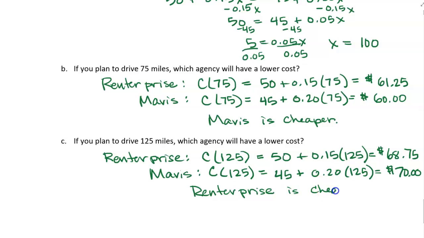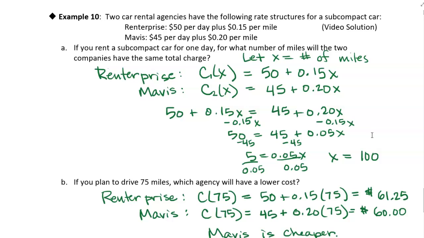Renterprise is cheaper. Okay, and that kind of makes sense. If you go back up to the original statement, Renterprise charges more per day, but less per mile. So if you're going to drive a lot of miles, it's probably cheaper to use Renterprise, right? Whereas Mavis charges a lower cost per day, but more per mile. So if you're going to drive a lower number of miles, Mavis is probably the better bet.